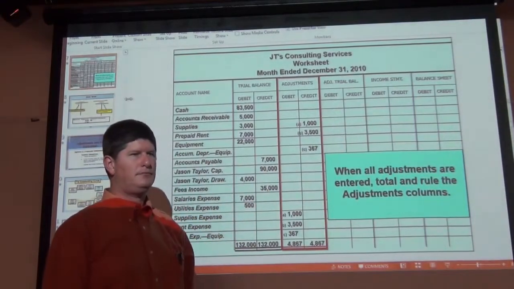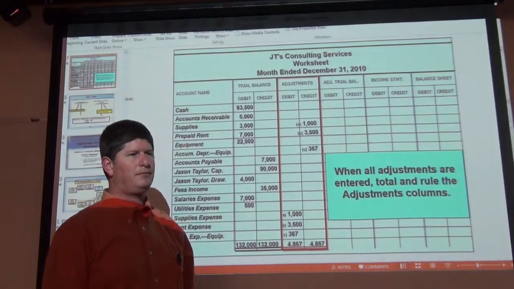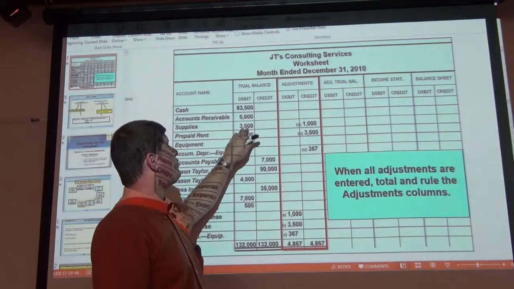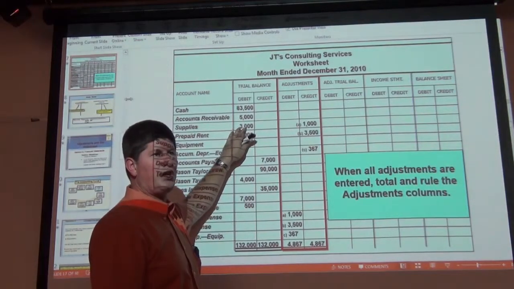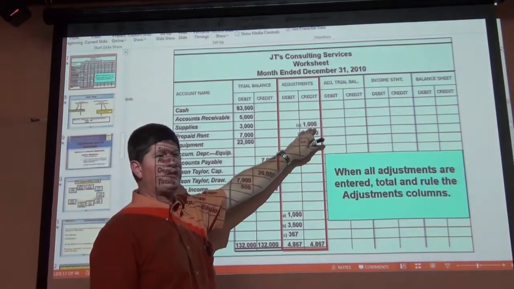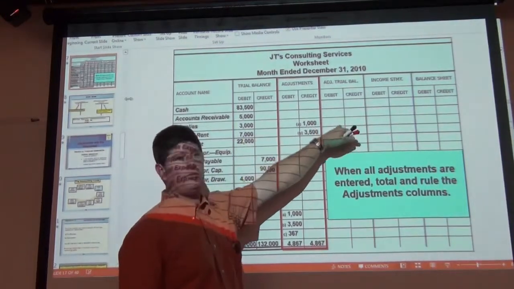Well, what does the 1,000 mean? Then there's supplies that we used? Yeah, this is what's gone. I know that I'm trying to adjust to a $2,000 balance. To do that, I have to post a credit of $1,000 to bring this down to 2.